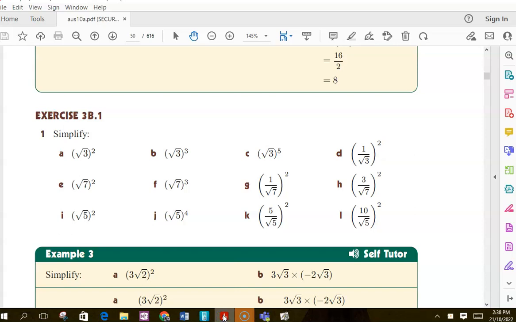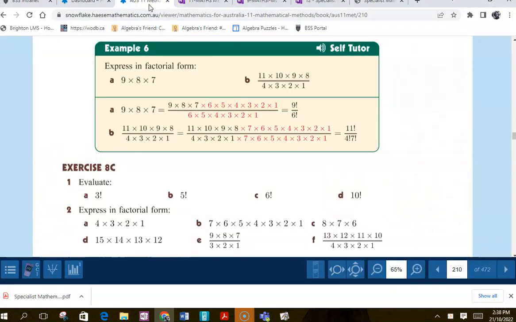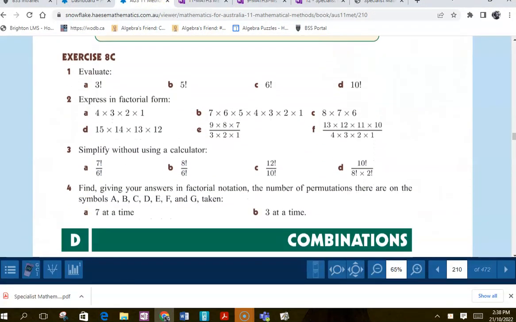Where did it go? Here it is. Okay, so we're looking at, oh, so close. I said 8B. No, I was wrong. It's 8C. Okay, you want to try and simplify these without a calculator.